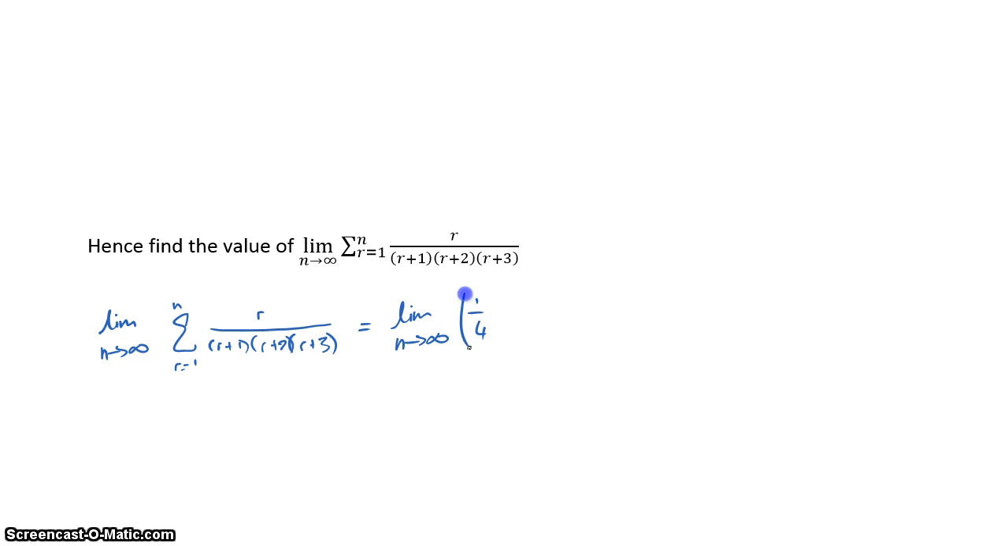1 over 4 plus 1 over 2n plus 2 minus 3 over 2n plus 3. So what's the limit of 1/4? Well, as n gets bigger and bigger, 1/4 is constant. It doesn't change. So no matter how much n changes, I'm still going to have 1/4. What about 1 over 2n plus 2?